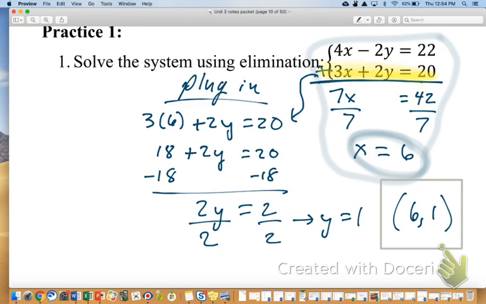So elimination works when you have the pattern of opposites. You have to have the pattern of opposites for elimination to work. In this case, it was negative 2y and positive 2y. That was your pattern of opposites. Sometimes we're not going to have the pattern of opposites, and we're going to have to make it happen. Okay?